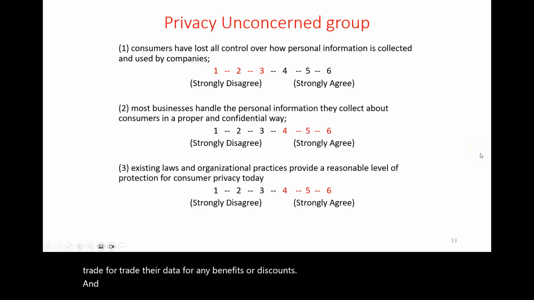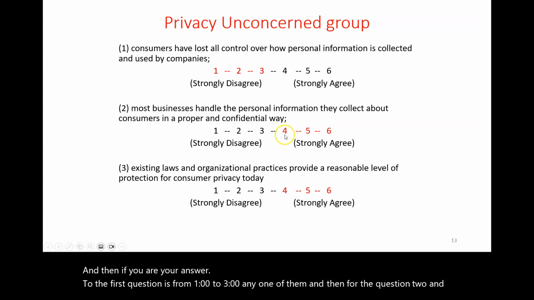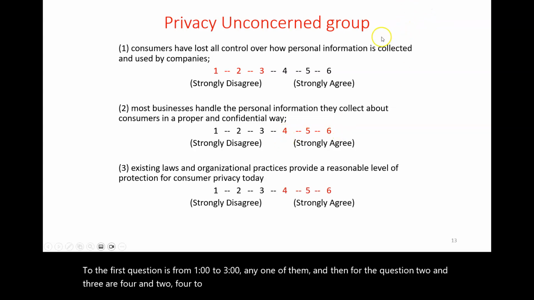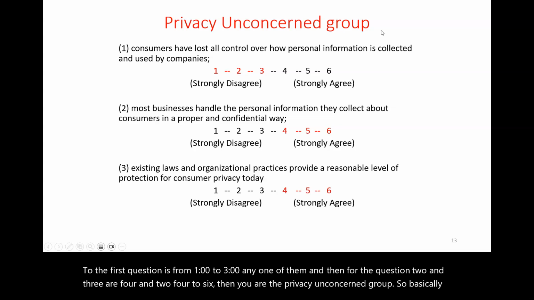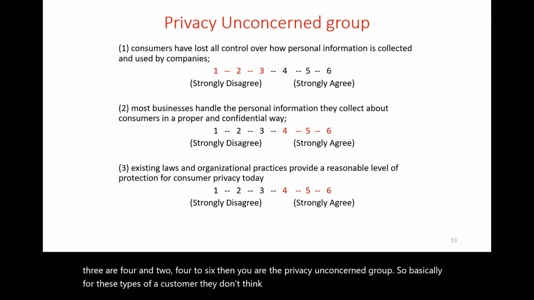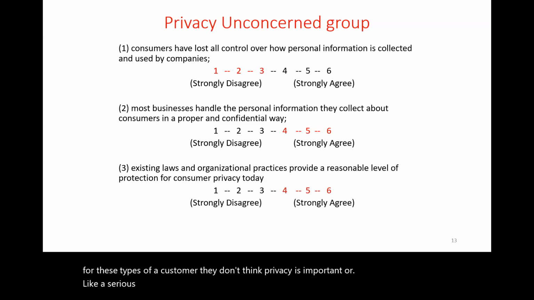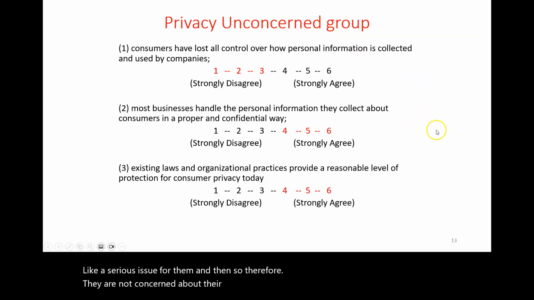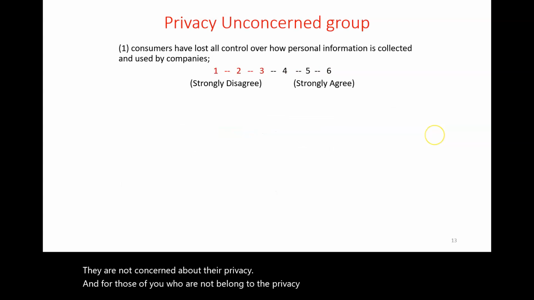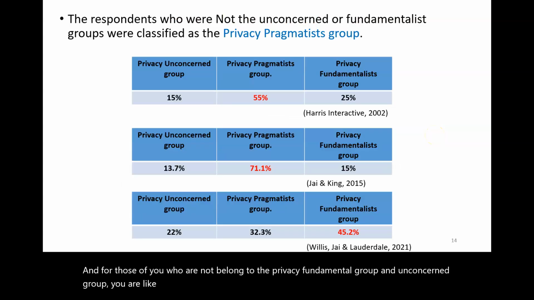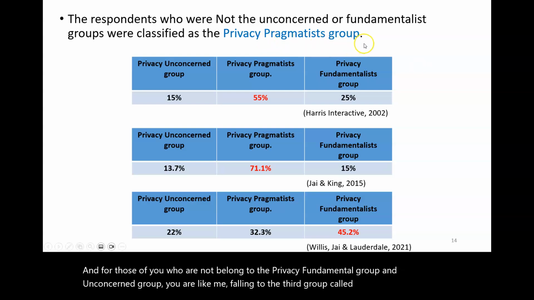And then if your answer to the first question is from 1 to 3, any one of them, and then for questions 2 and 3 you answer 4 to 6, then you are in the privacy unconcerned group. So basically for these types of customers, they don't think privacy is an important or serious issue for them, and therefore they are not concerned about their privacy. And for those of you who do not belong to the privacy fundamentalist group or the unconcerned group, you are like me, falling into the third group called the privacy pragmatist group.